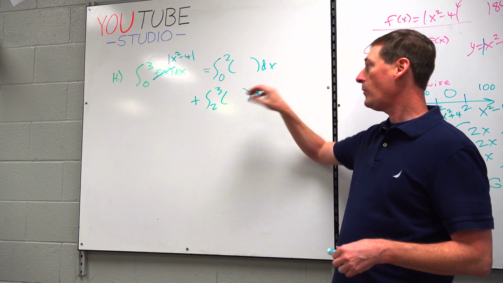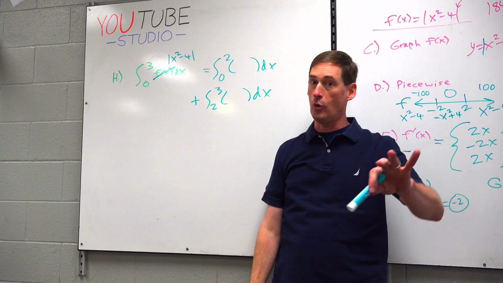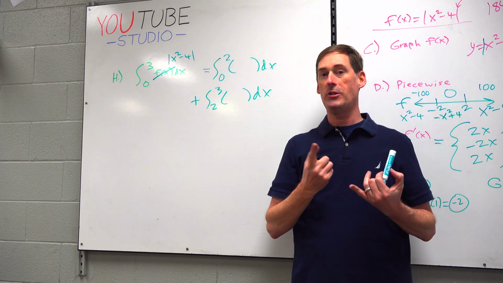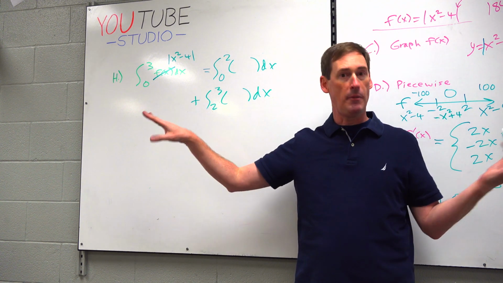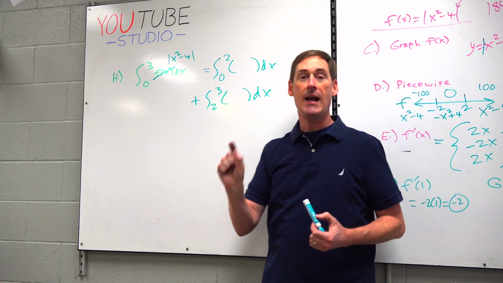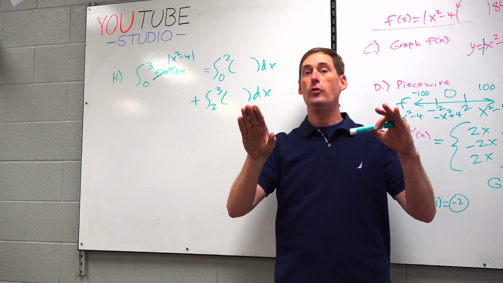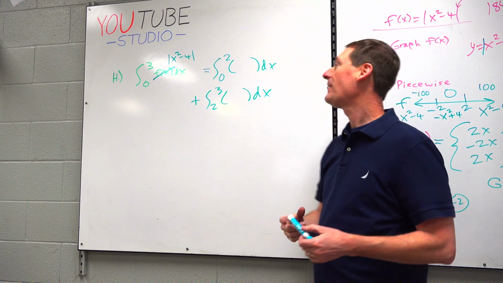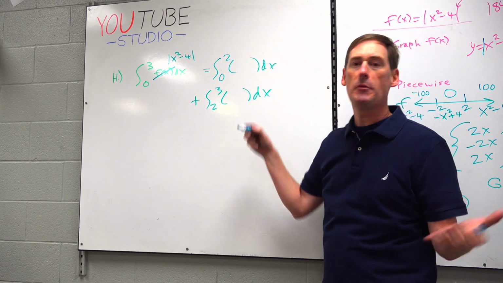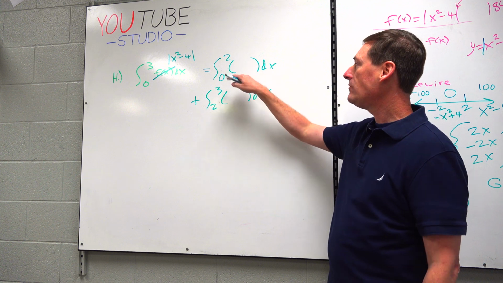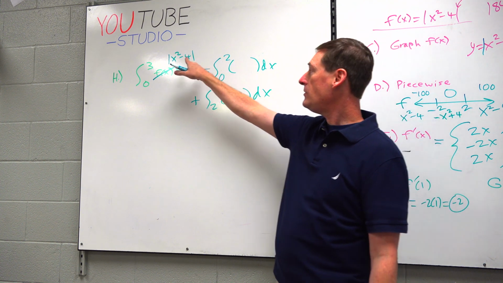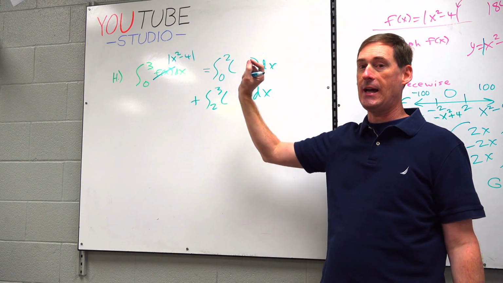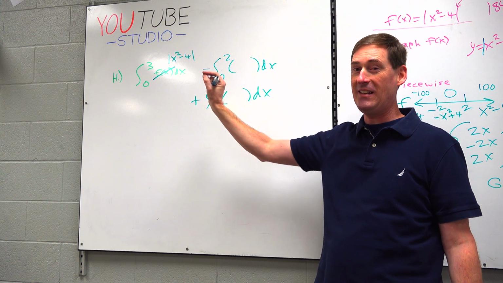Now, what are we integrating? Can you just drop the bars? Hold on there a second. Okay? If the inside of the bars is positive, drop the bars. If the inside is negative, drop the bars and change all the signs, right? So, let's pick any number between 0 and 2. Like 1. If you test out 1, you get a negative inside the bars. 1 minus 4 is negative.